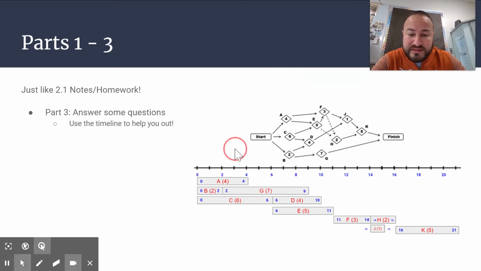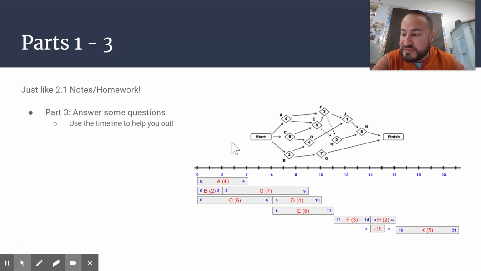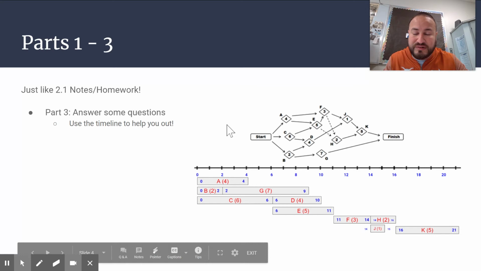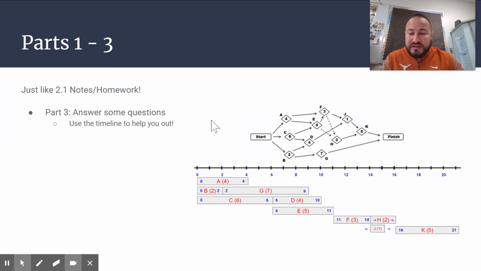Next part will bring you to part 3, answering some questions. These are just like the questions in your notes, as well as your quiz. Use the timeline to help you out. If you set your timeline up correctly, it'll pretty much answer all of your questions for you.